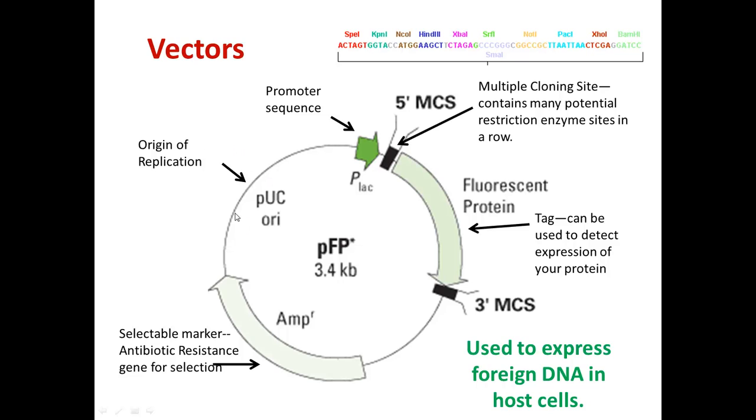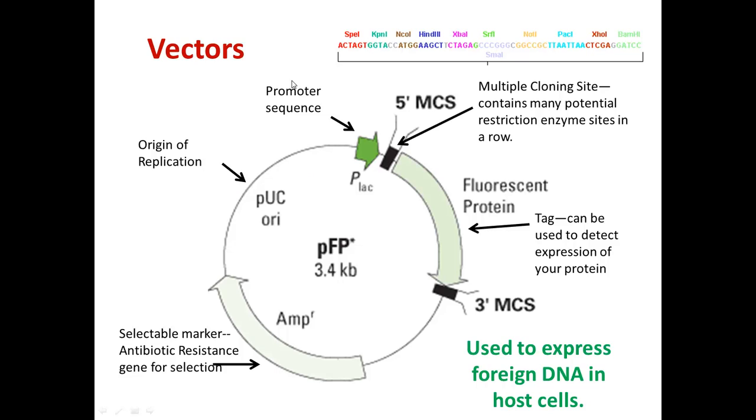So first, all vectors have to have an origin of replication. And as you may remember from the DNA replication chapter, this origin is required for the plasmid to be replicated. Now this is really important if we want this bacteria to pass this plasmid on to its progeny. So the origin of replication allows for the plasmid to be replicated.